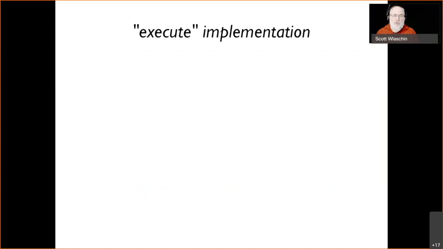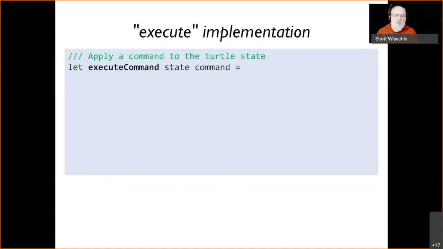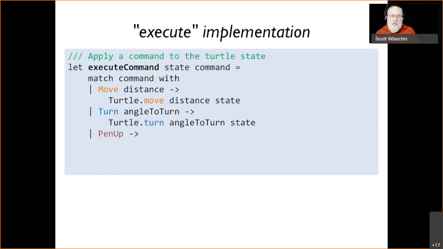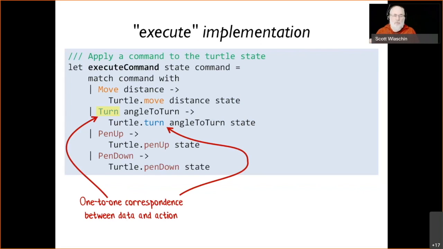So how does the batch runner actually run these commands? Well, it just kind of reverses it. It looks at the pattern, it pattern matches and says, well, if it's a move command, I'll call the move function. And if it's the turn command, I'll call the turn function. And the pen up choice, I'll call the pen up function. Pen down choice, I'll call the pen down function. So it's literally pattern matching. There's a one-to-one correspondence between the choice in the data structure and the function to call. This has actually got a name. This is called defunctionalization, and it's a common technique in functional programming.